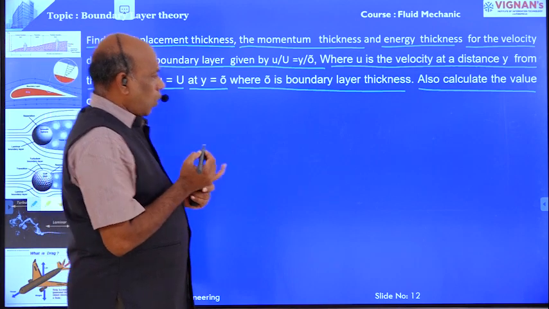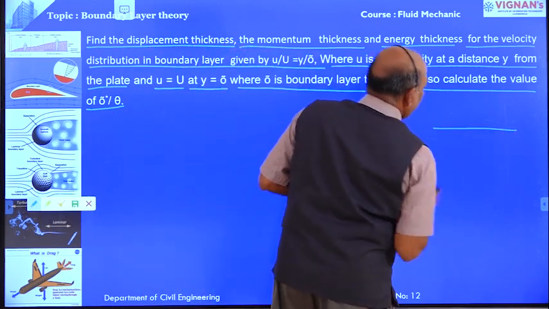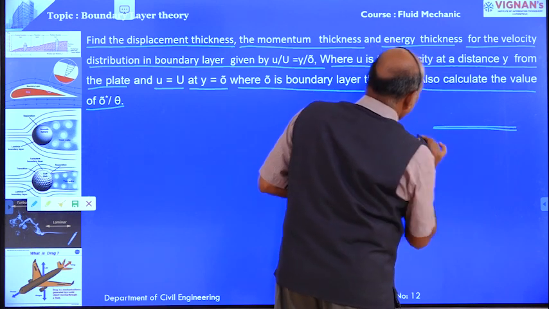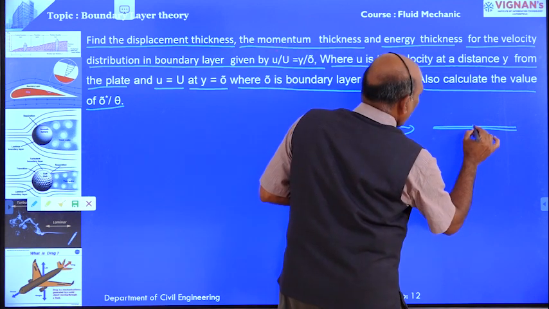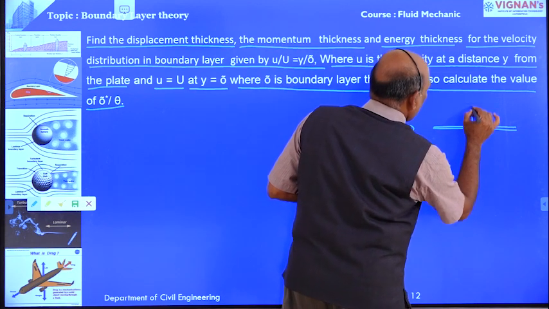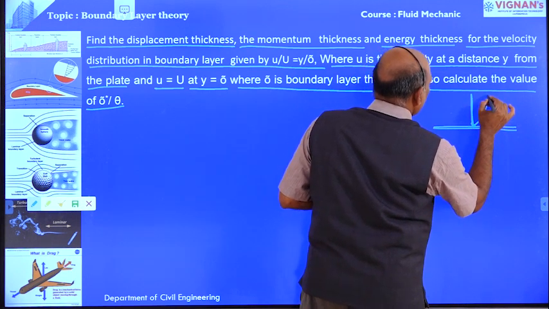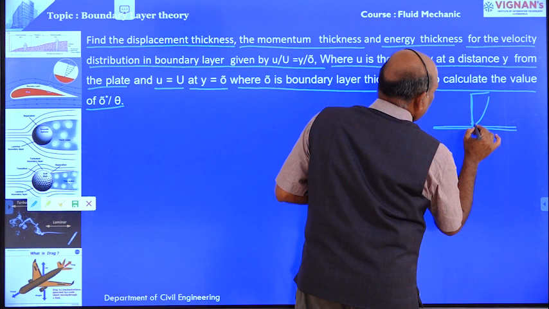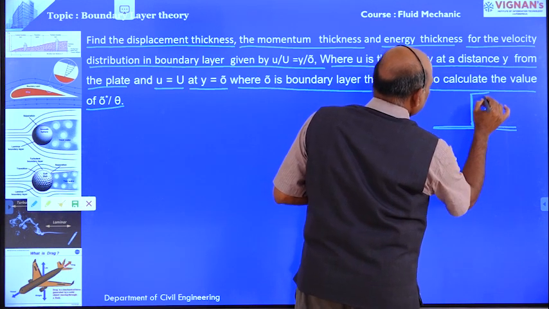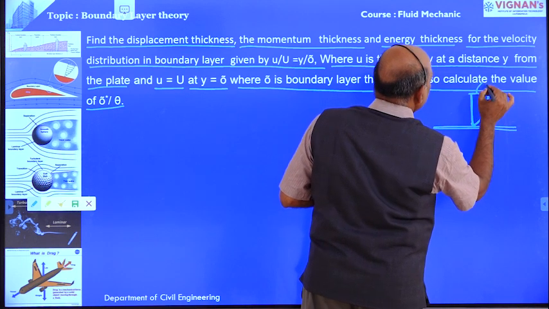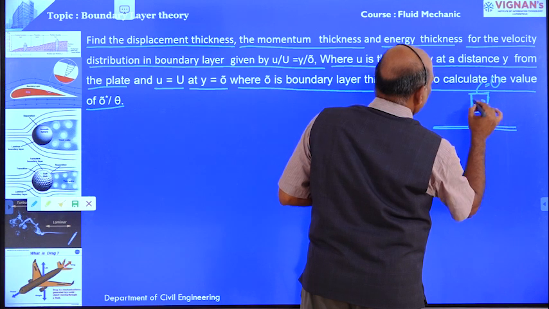Right? You have an idea about boundary layer thickness. Suppose this is the solid body, and this is the free stream velocity U. Right? So over the solid body, the velocity is 0. Perpendicular to the plate, the velocity gradually increases, and at one location the velocity reaches the free stream velocity.